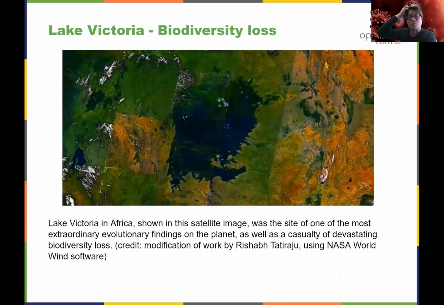And here's one example. This is Lake Victoria in Africa, which is right on the upper northern part of Uganda. It's a beautiful area. I've seen pictures. We see a lot of evolutionary findings, but we also see a lot of biodiversity loss in that area. So that's one area that we can look to for some of this biodiversity loss.